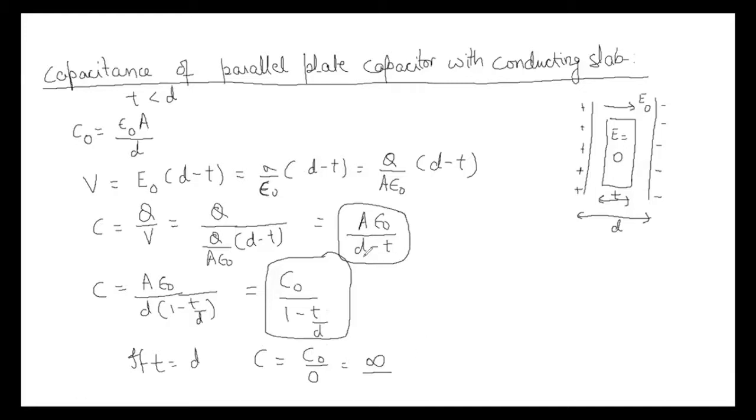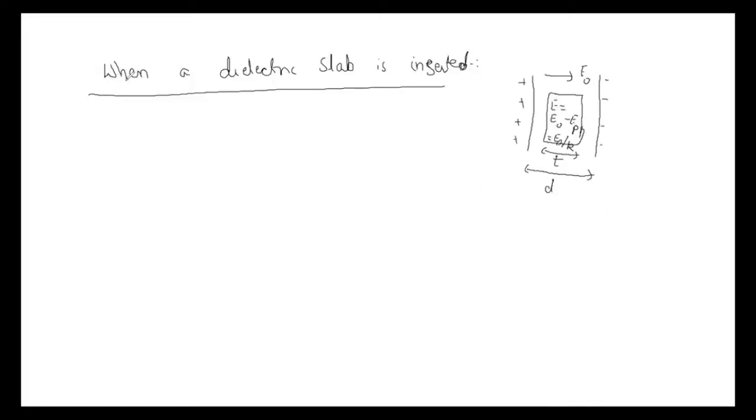So when a conducting slab is inserted, the capacitance is given by A epsilon naught upon D minus T, where T is the thickness of the conducting slab, or in terms of C naught, it is given by C naught upon 1 minus T upon D. Okay, now we'll study when a dielectric slab is inserted between the plates of the capacitor.